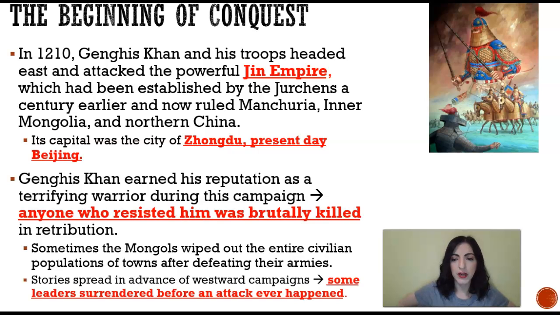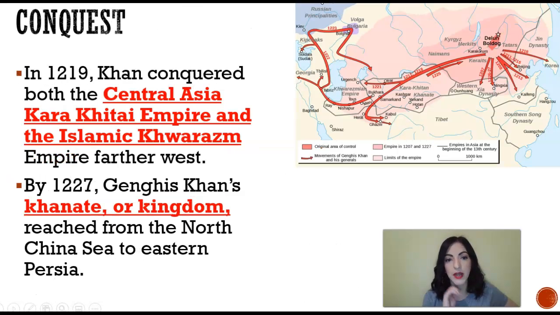Stories continued to spread of his ruthlessness, and sometimes before a war had even started with another neighboring group, the army of that other group that was going to be attacked by the Mongols would end up surrendering because they were afraid of another situation like this popping up again. And so rumors quickly spread of his brutality. He would then go on to conquer different parts of the Islamic world as well. So he conquers the Karakitai Empire and the Islamic Khawarizm parts of these territories also.